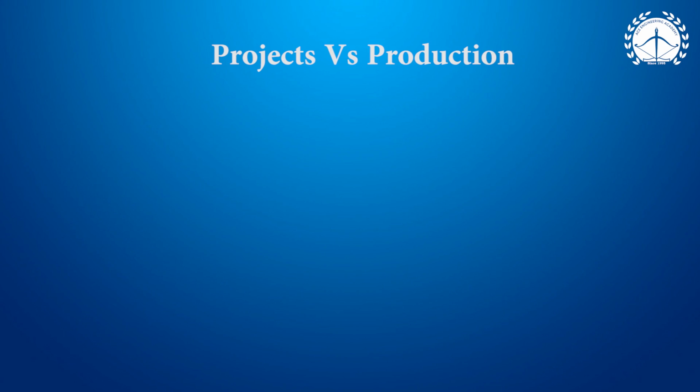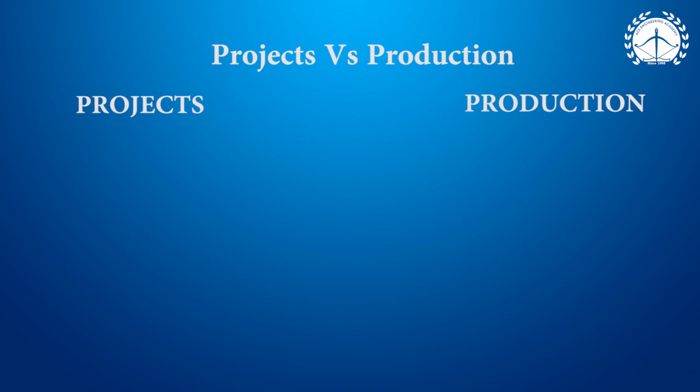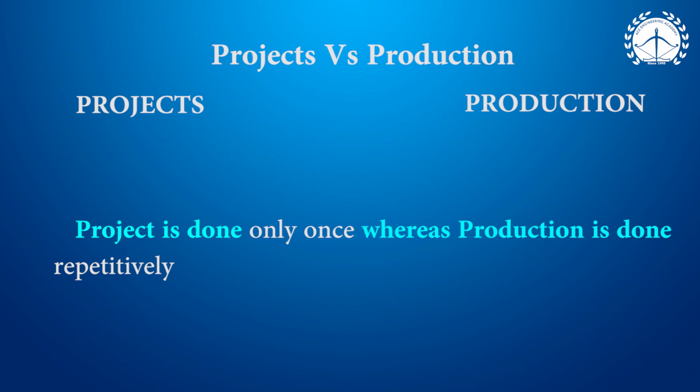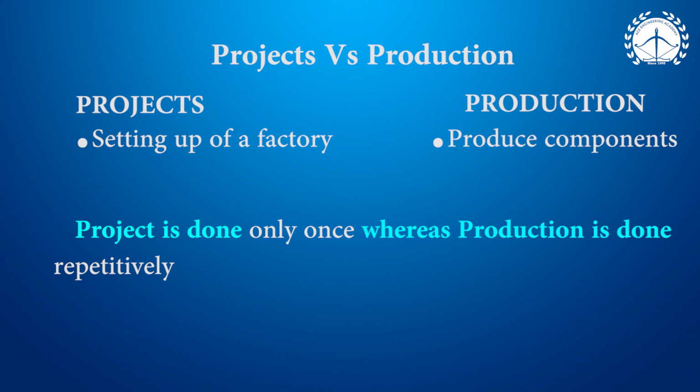Then there is a confusion: project and production. What is the difference between project and production? A project is only a one time activity, whereas production is a continuous activity. That means a project is done only once, whereas production is done repetitively. The best example we have already quoted: setting up a factory is a project. When we produce some components, it is a production.